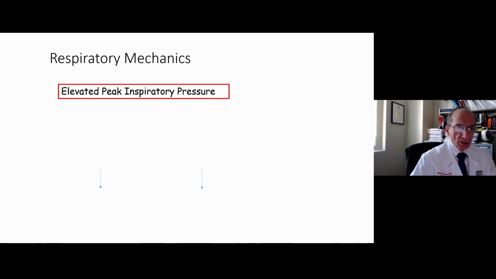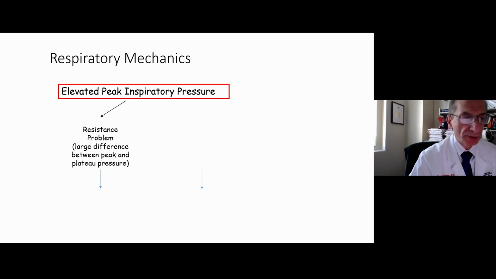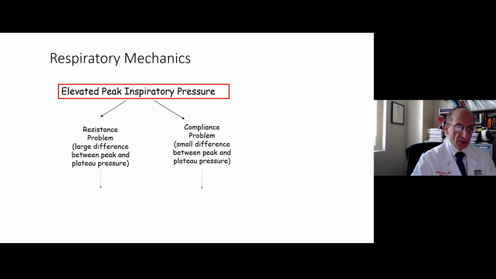Why is that important? Well, the difference between resistance problems and compliance problems can be very diagnostically important. A resistance problem would be when there's a large difference between the peak and the plateau pressures. And that's because if there's high resistance, let's say from something like bronchospasm, and then you stop airflow and that resistance is no longer calculated in that pressure measurement, then the plateau pressure is going to drop, but you still have had a high peak pressure. So there's quite a difference in the two.